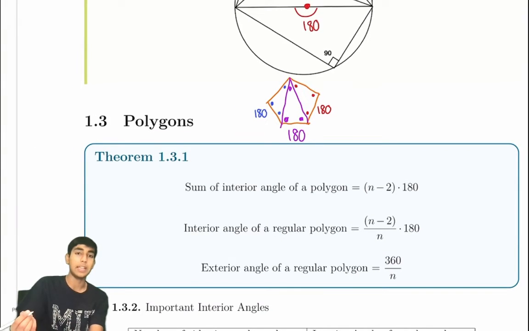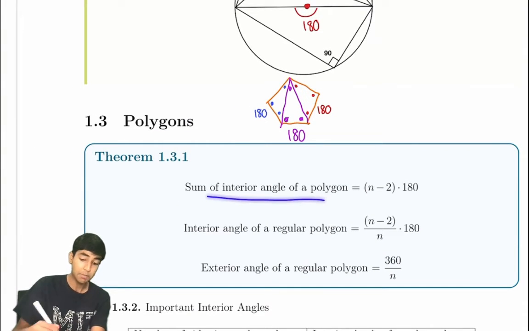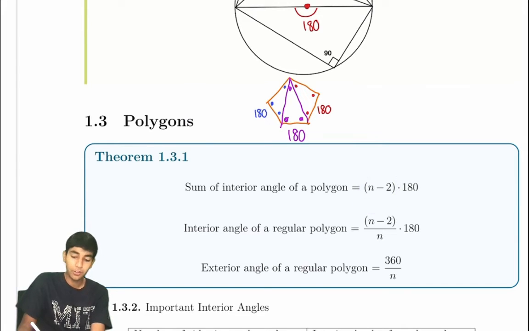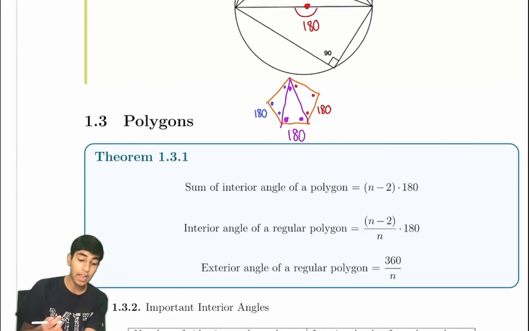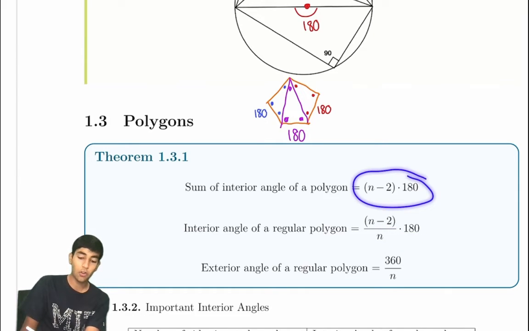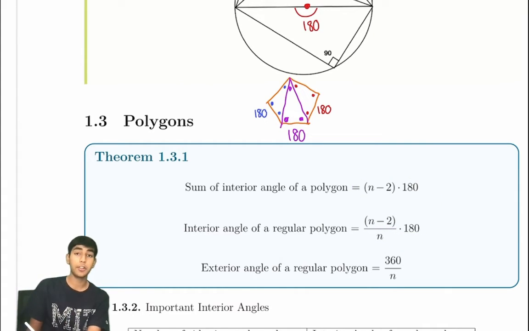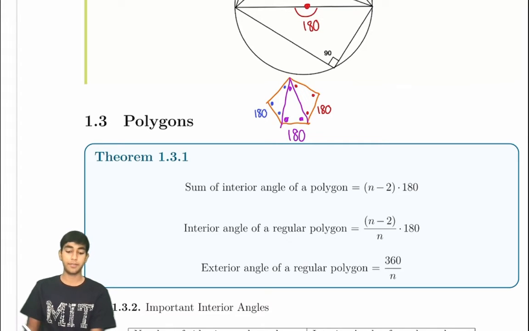So 3 times 180. And similar logic works for any polygon. We could break it up into n minus 2 triangles, each with a sum of 180. And if it's a regular polygon, then any interior angle will be n minus 2 divided by n times 180, right? Just this formula over here divided by n, which is the number of angles in the polygon.